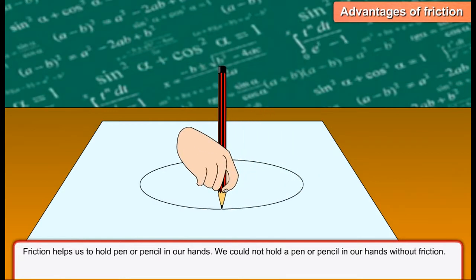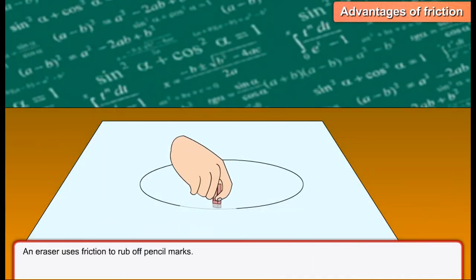Friction helps us to hold a pen or pencil in our hands. We could not hold a pen or pencil in our hands without friction. An eraser uses friction to rub off pencil marks.